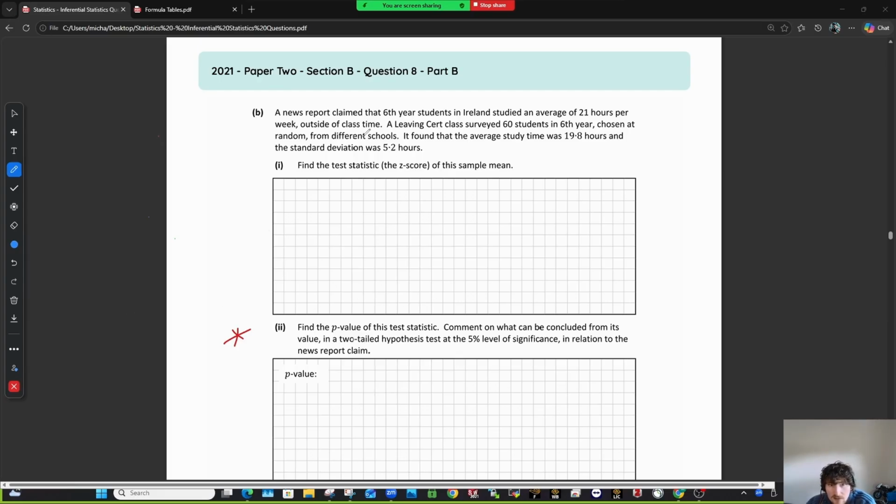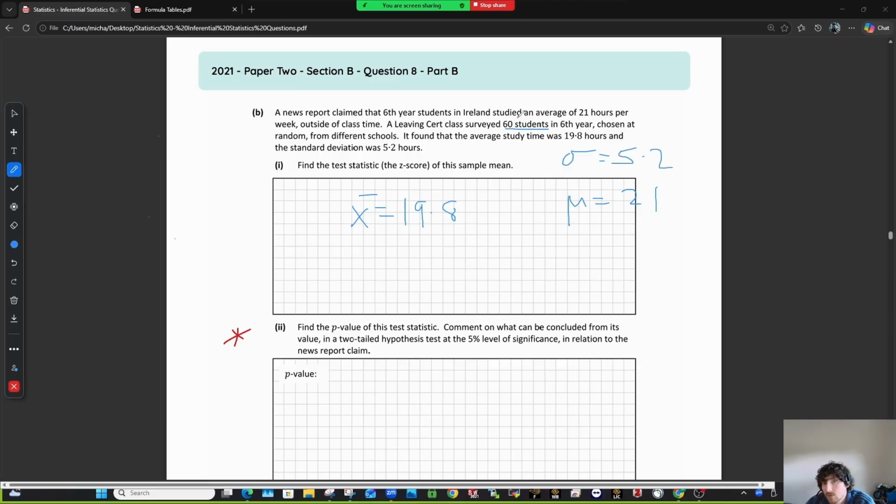So it says here, this obviously gets you to get the z-score in part 1 and then gets you to get the p-value here. So let's see what's going on. A news report claimed that 6th-year students in Ireland studied on average 21 hours a week. Okay, a leaving cert class. So we've got a sample now of 60 students. So they're going to have an X bar of their own. It was found that their X bar was this. So we want to see if that is significantly different from what the mu is for the country, 21. And we got a sigma from the sample of 5.2.